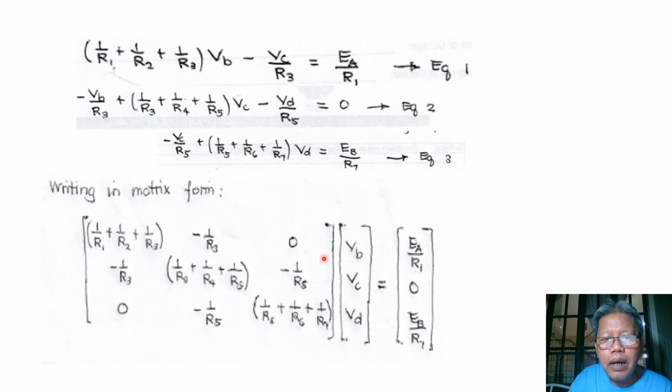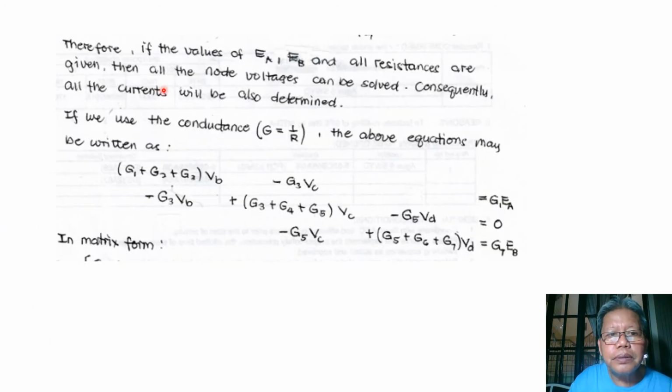So this is how we write our set of node equations in matrix form. You have to take note that we have here the matrix of known voltages, and then of course we have here the coefficient matrix, and then at the right we have to write the voltage sources divided by the resistances.